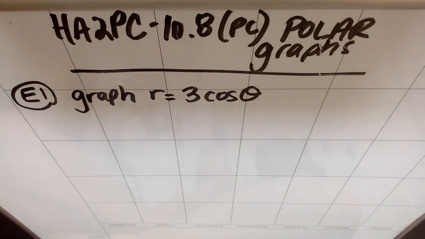This is honors algebra 2 precalculus. We're doing 10.8 in precalc, which is polar graphs, or graphing polar equations, just semantics. So anyway, in example 1, we're going to graph r equals 3 cosine theta.